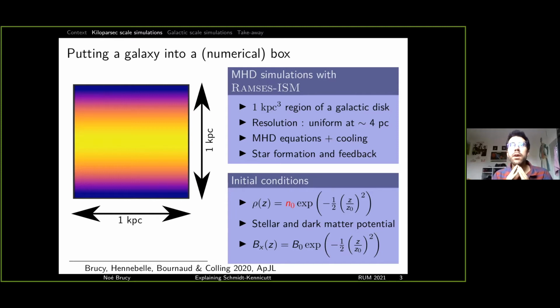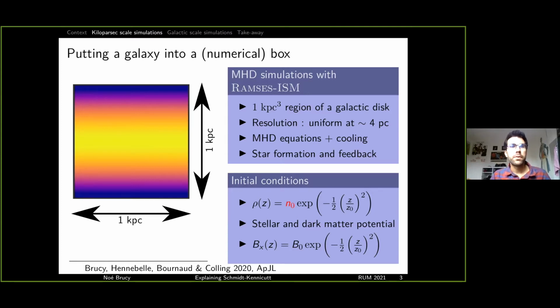So we use the Ramses ISM version with the cooling function that represents the cooling of the ISM that was developed by Patrick and Bell. And star formation occurs when the density reaches a given threshold. And when this is the case, we have a sink particle that will accrete all the gas over the threshold. And at some point, it will create a stellar particle, representing an individual star, which then emits feedback.